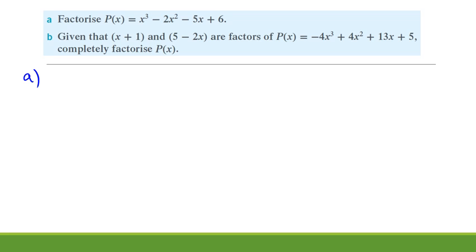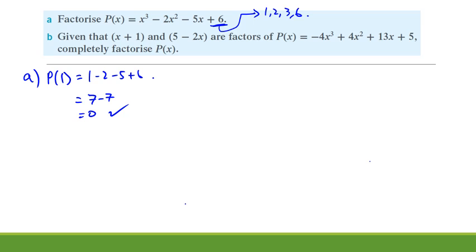Now, if you're not told what factors are there, you need to firstly find it. To do that, check the number at the end. Because it's a 6, we need to check what numbers go in. We have 1, 2, 3, and 6. And then you test numbers until you get the right answer. So let's try 1 first. So 1 minus 2 minus 5 plus 6 is 7 minus 7, which is 0. That's good. Now remember, the linear factor is always minus this one. So that's x minus 1 being the factor.